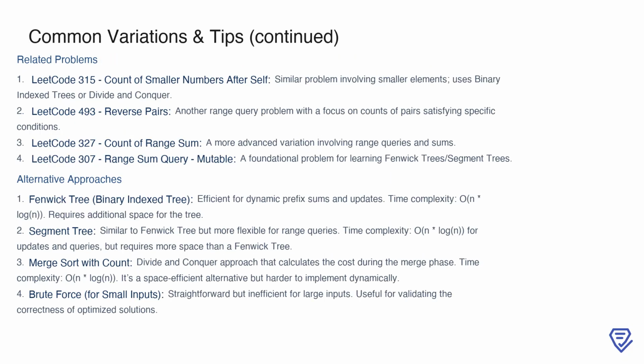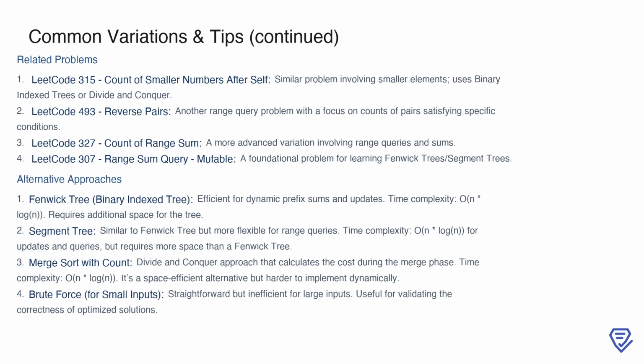To deepen your understanding, it's helpful to explore related problems. For instance, LeetCode 315, Count of Smaller Numbers After Self, is a similar problem that involves tracking smaller elements and often uses binary index trees or a divide-and-conquer approach. LeetCode 493, Reverse Pairs, also focuses on range queries but with a specific emphasis on counting pairs that meet certain conditions. LeetCode 327, Count of Range Sum, takes this a step further by introducing range sums into the mix. Finally, LeetCode 307, Range Sum Query Mutable, serves as an excellent foundational problem for learning about Fenwick trees and segment trees.